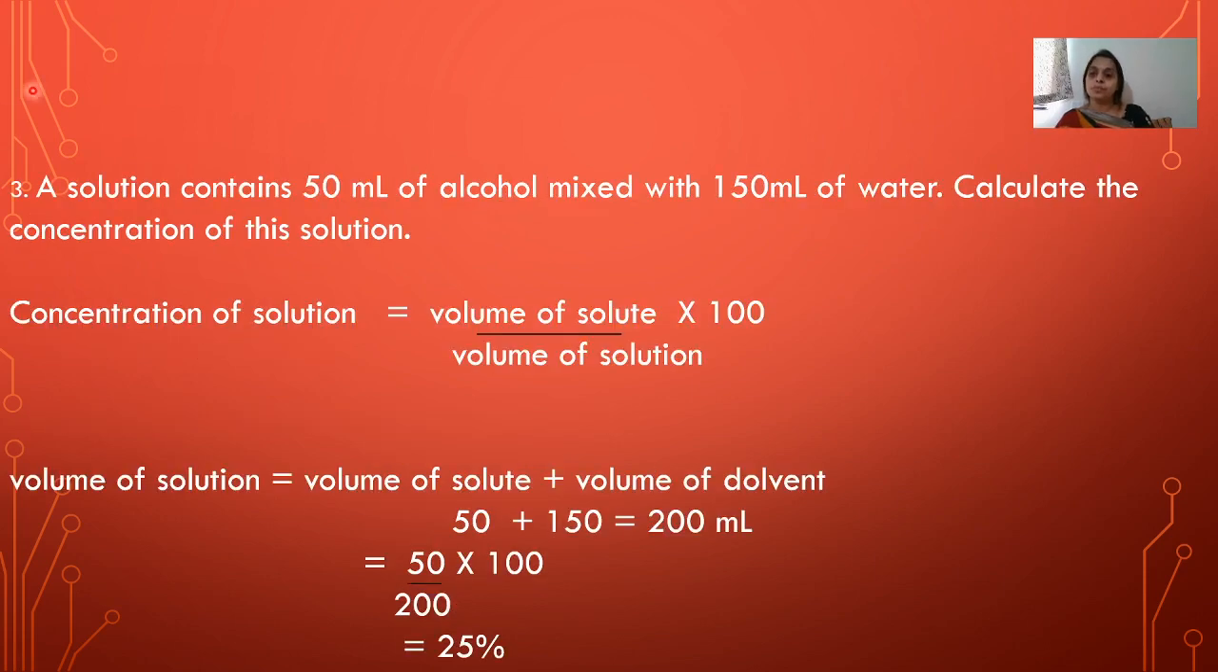Next, coming to volume percent. A solution contains 50 ml of alcohol mixed with 150 ml of water. Calculate the concentration of the solution. This is now a liquid, so you have to take the volume percent: volume of the solute divided by volume of the solution into 100. Now they have given only water. What's the first thing you have to do? You have to make the solution, right? Solute plus solvent, so 50 plus 150 gives 200. Whereas volume of the solute is only 50. 50 divided by 200 into 100, so you get 25%.